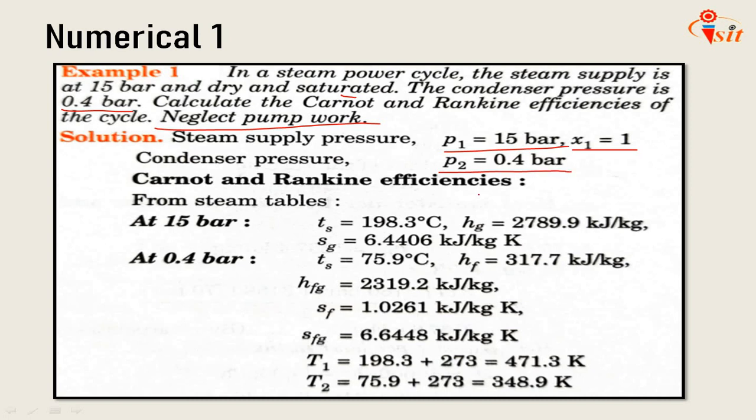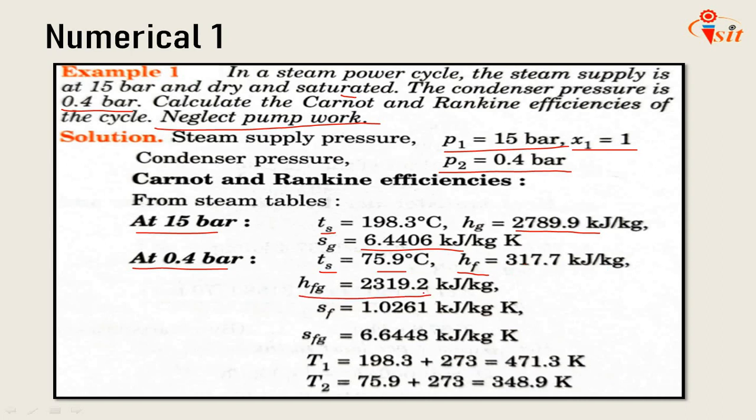Okay, so we need to get some values of enthalpies and entropy from the steam tables. At 15 bar, the saturation temperature is 198.3. Hg is nothing but the enthalpy of gas or steam. It is 2789.9. Entropy of gas, Sg, is 6.4406. Similarly, at 0.4 bar, the saturation temperature is 75.9. Enthalpy of fluid, Hf, is 317.7.